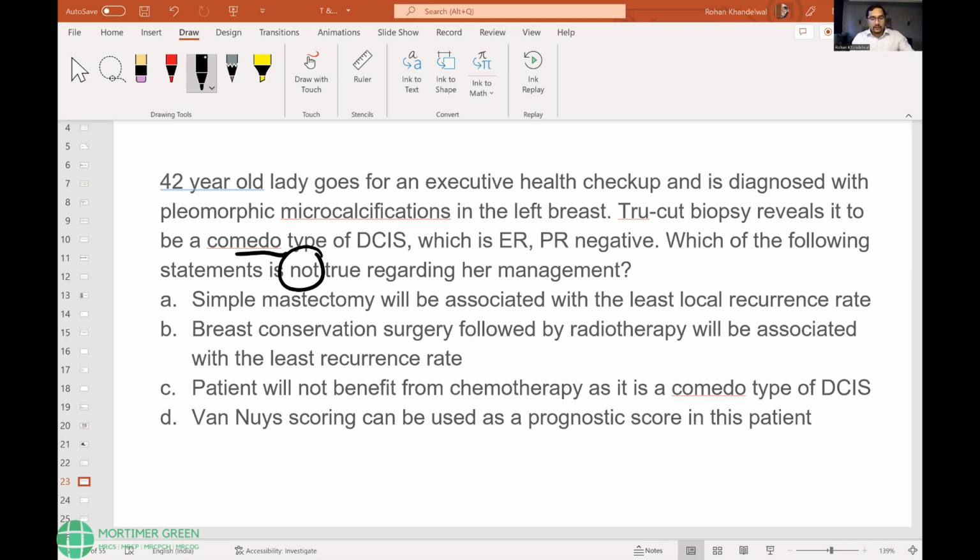Yes, MR can. Breast MR, you can see it. Ideal would be a stereotactic, but on a breast MR also you can see it. This is true. Breast conservation surgery followed by radiotherapy will be associated with least recurrence rate. True or false?